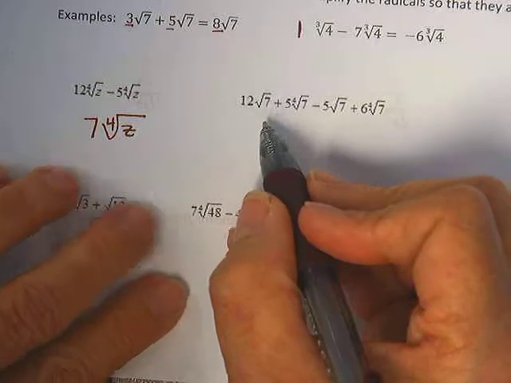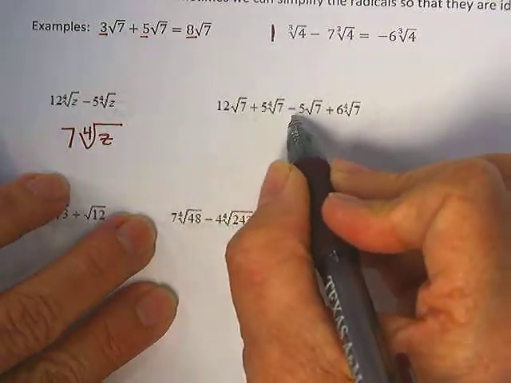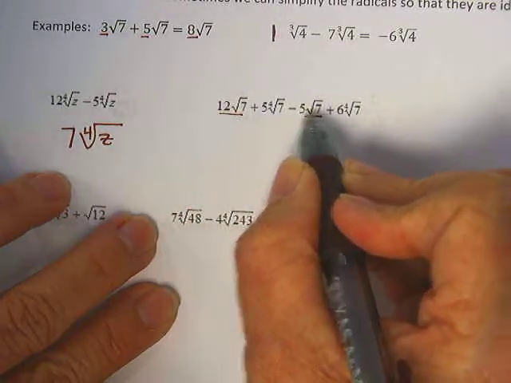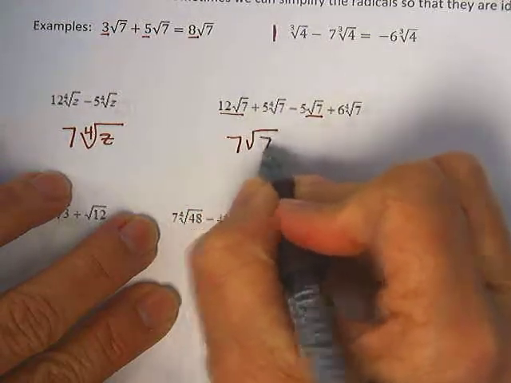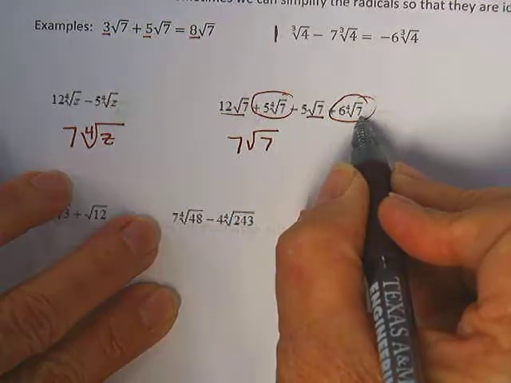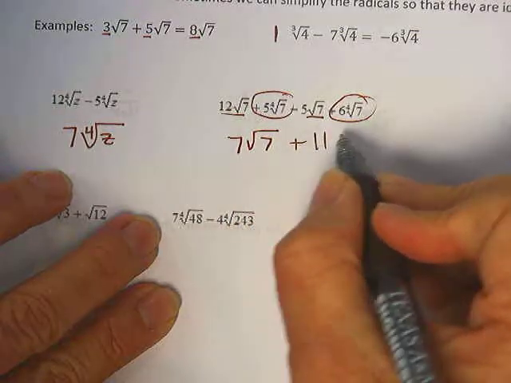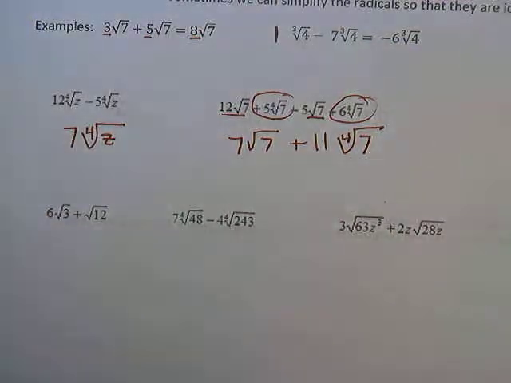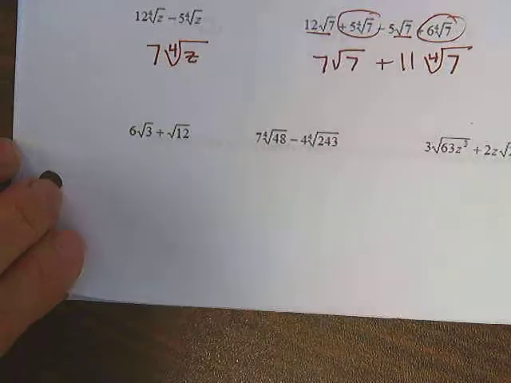Over here, oh, look at this. This is trying to trick us. 12 square root of 7 minus 5 square root of 7. These two have the same radical and same index. So 12 minus 5 is 7 root 7. These two have the same radicand and same index, so we combine them. 5 plus 6 is 11 to the 4th root of 7. So again, you're looking for things to be the same. And occasionally, we're going to have to simplify first.